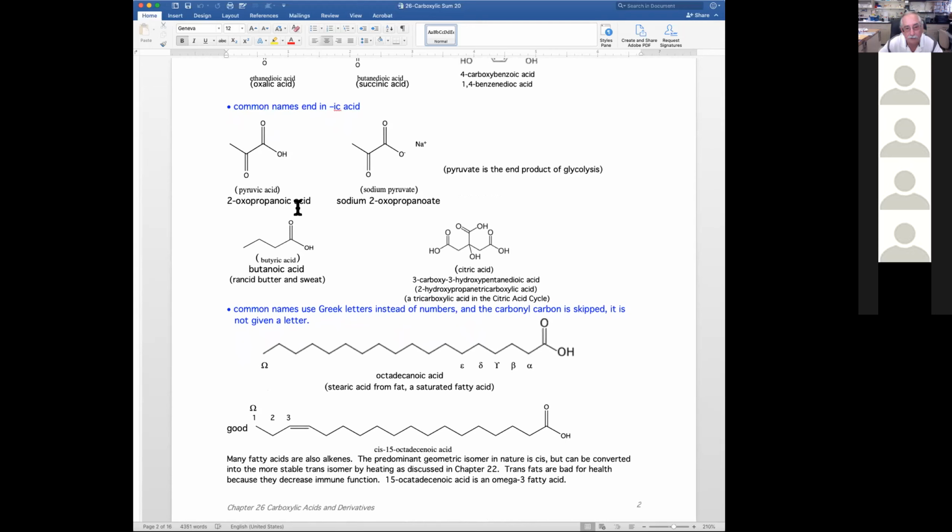The reason why I put this here is because this is pyruvic acid, also known as pyruvate when it's deprotonated, right? That is the end product of glycolysis, pyruvate. Here's sodium 2-oxopropanoate, or sodium pyruvate.